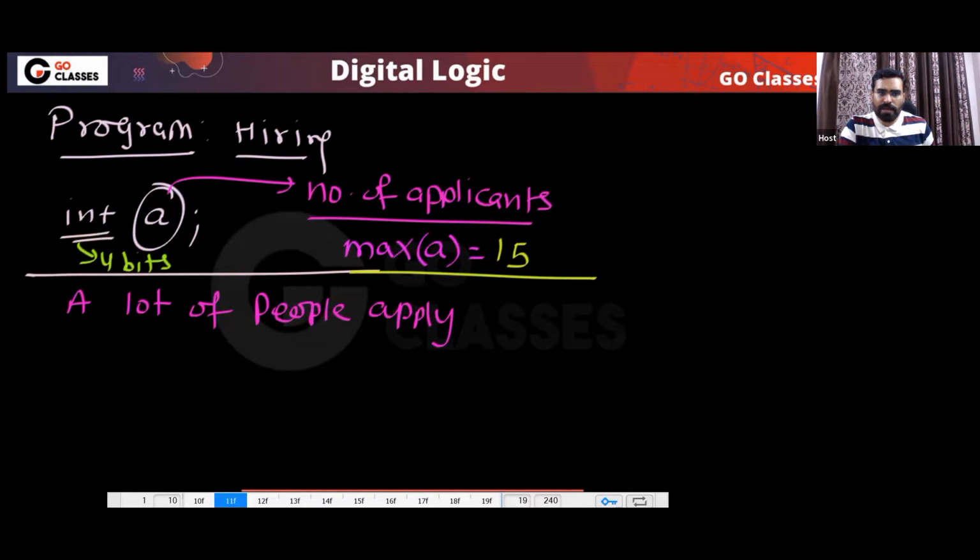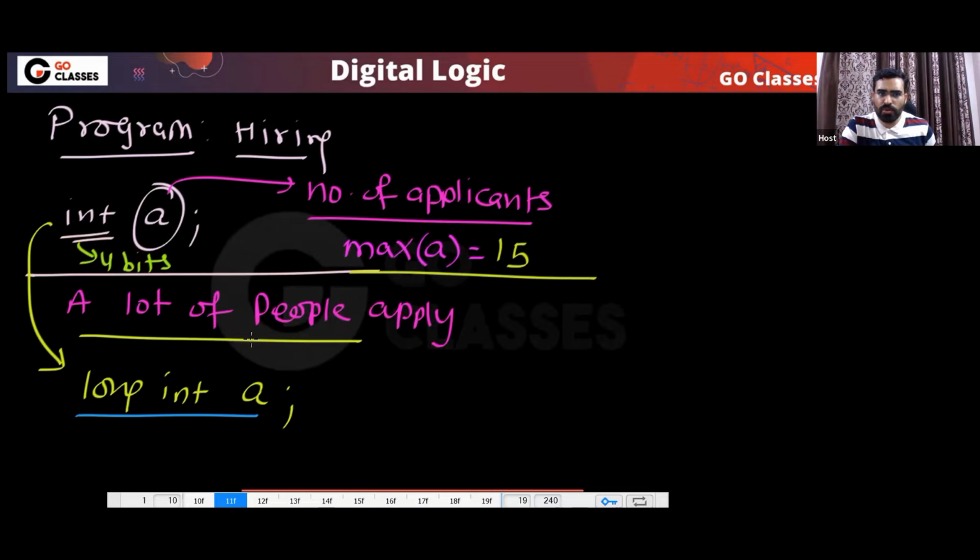But a lot of people apply. Then what will you do? You will do typecasting. Basically you will shift this data to a long int, correct? Maybe some typecasting, and now you will copy this data into 8 bits. Okay, this is called sign.